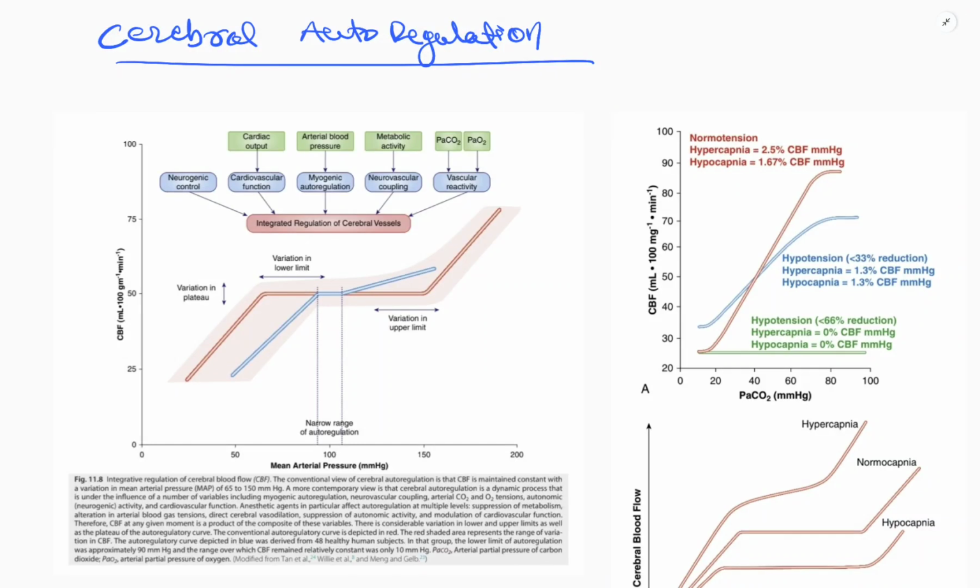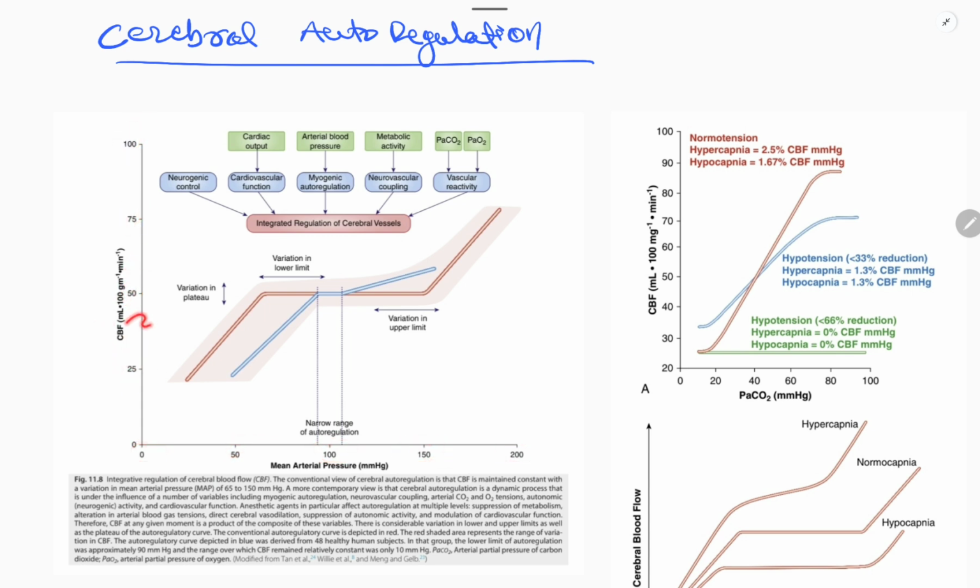Cerebral autoregulation. Easiest question, can be asked in the 5 marks or 10 marks. This is the image from the Miller. You need to draw two axes, cerebral blood flow, and here is the mean arterial pressure. Start with 0, 50, 100, 150, 200. Here write 25, 50, 75 and 100.